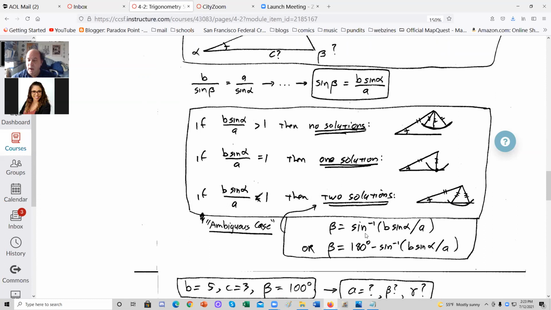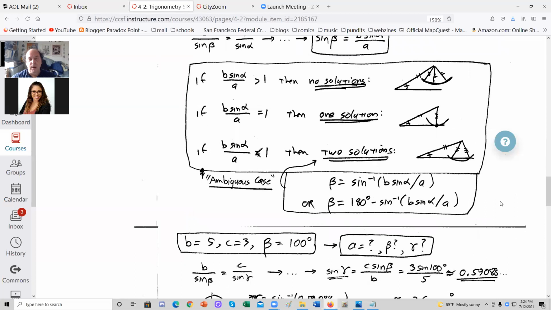Here beta is arc sine B sine alpha over A, or for the other solution, beta is the obtuse angle 180 degrees minus arc sine B sine alpha over A. Therefore, this is called the ambiguous case. There could be no solution, 1 solution, or 2 solutions. Now I'm going to solve this by the law of sines. But in the notes in the extra credit sets, there's an alternate solution by what's called the law of cosines, or an approach that yields the law of cosines.